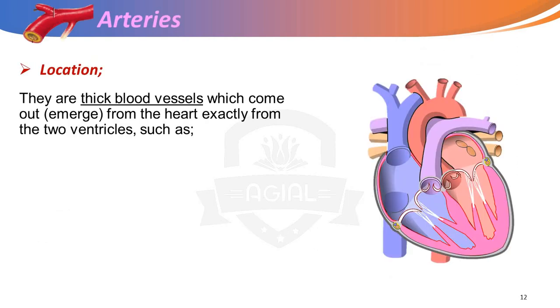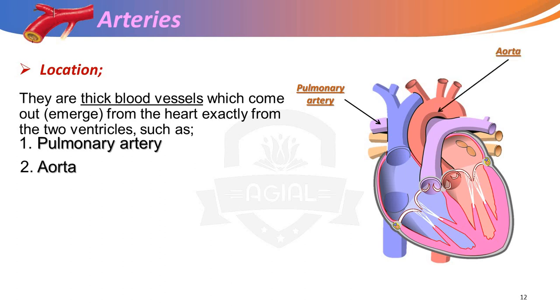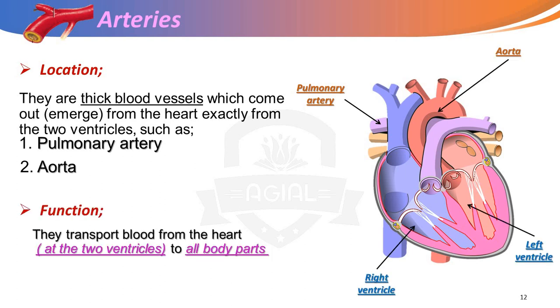The second one is arteries. They are thick blood vessels which come from the heart. So they start in the heart, exactly from the two ventricles, like the pulmonary artery and aorta. They transport blood from the heart to all the body parts. How do they get the blood from the heart to all the body parts?